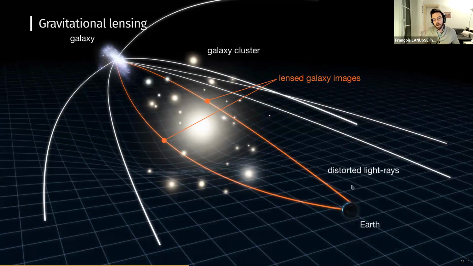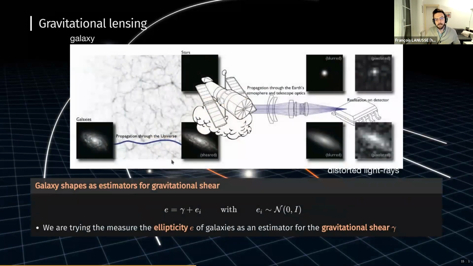So you probably know that when you look at an object that is far away from us, if there is a massive structure along the line of sight, the light rays from these objects are going to be distorted. And that actually leads to a distortion of this image that we call a gravitational shear. So there is a true image, and then there is an observed image with some amount of shearing that happens.